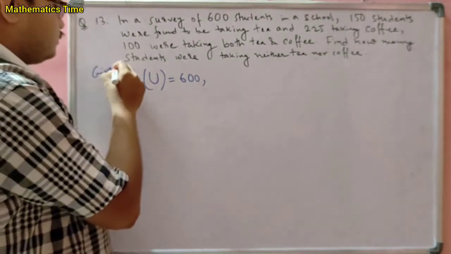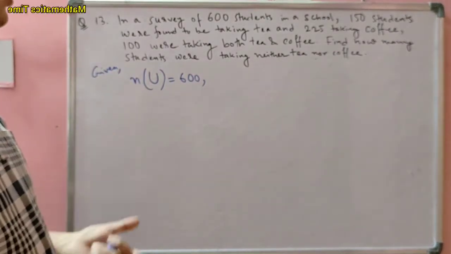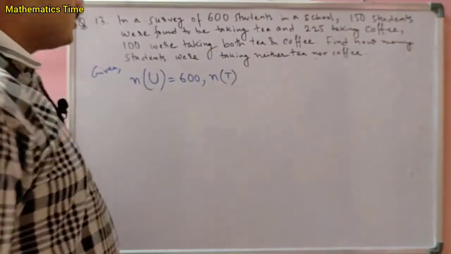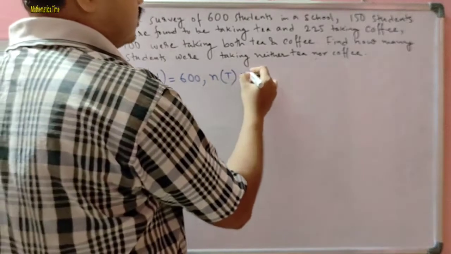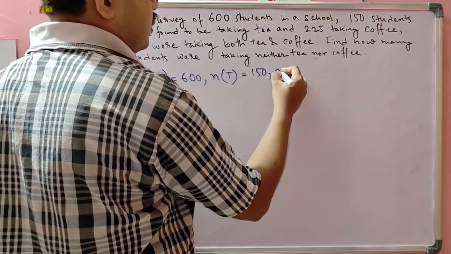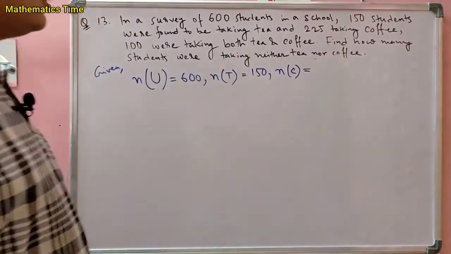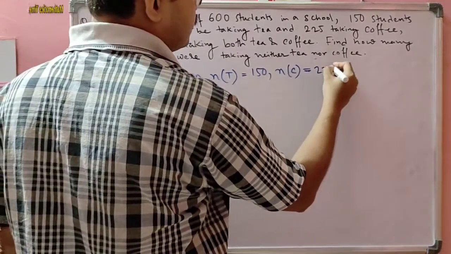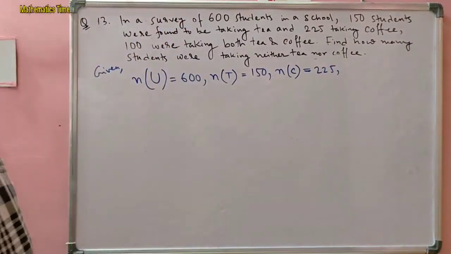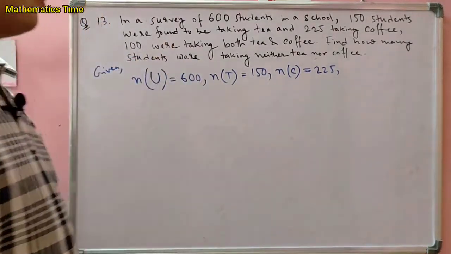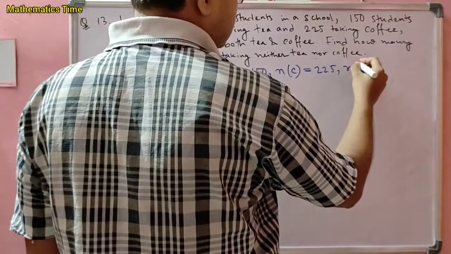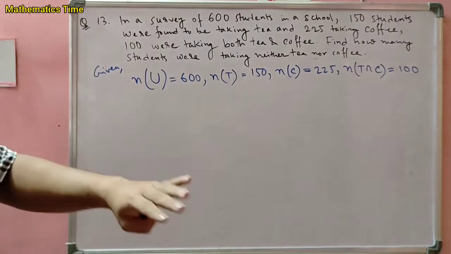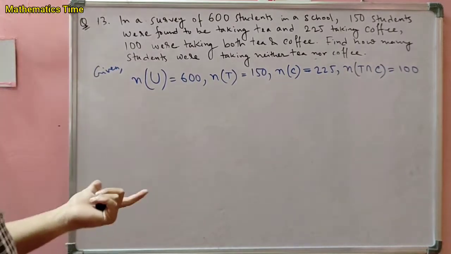Now let T denote the set of students taking tea. You can write that in your notebook. So n of T will be 150. Let C denote the set of students taking coffee, so n of C will be 225. Given 100 were taking both tea and coffee, so T intersection C will be 100. That is the given data.